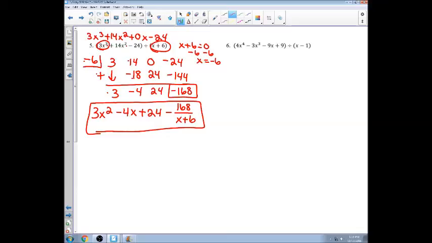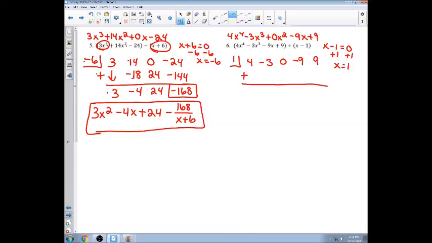On to number 6. I have x minus 1. So I'm going to set that equal to 0. Add 1. X would equal positive 1. Put that in a box by itself. I have the fourth degree, the third degree. I'm missing the second degree, so I need to write it in there. Notice I put 0 in front of the second degree. So now I can use 4, negative 3, 0, negative 9, and 9.